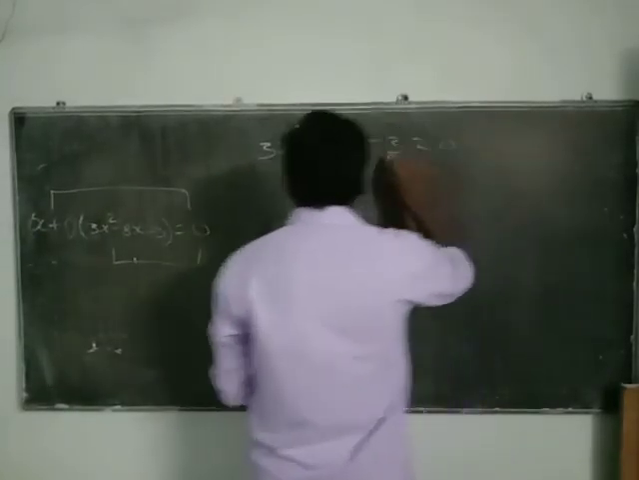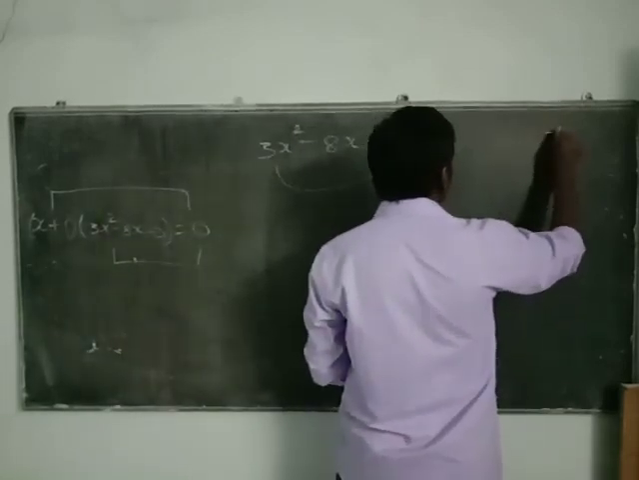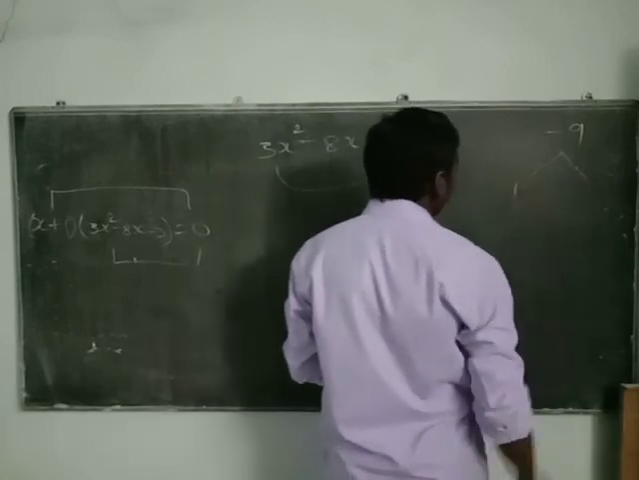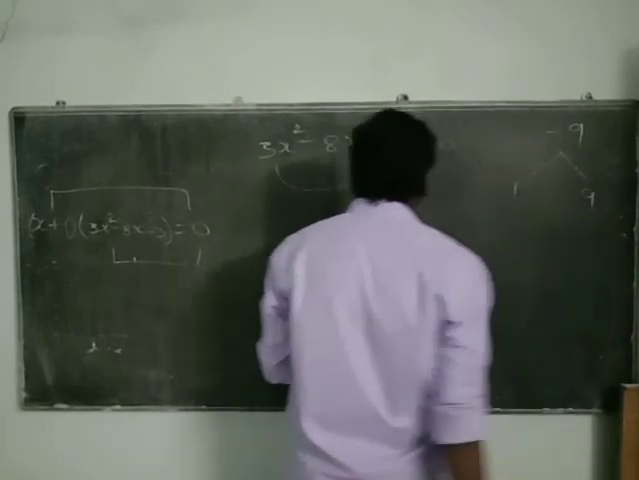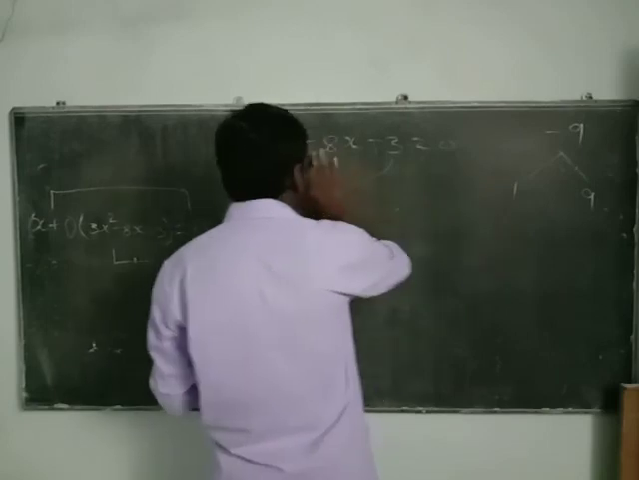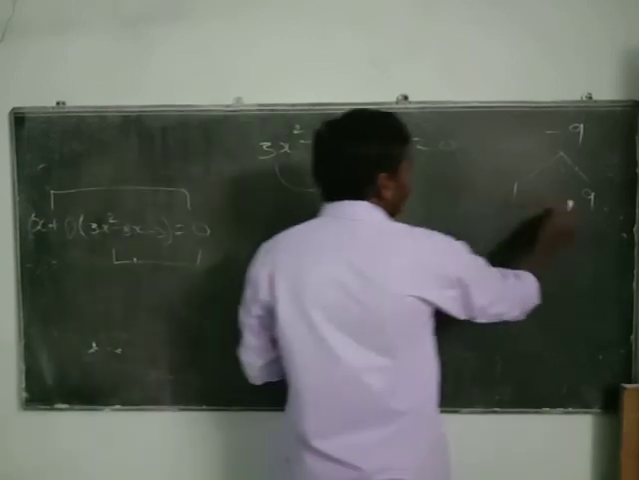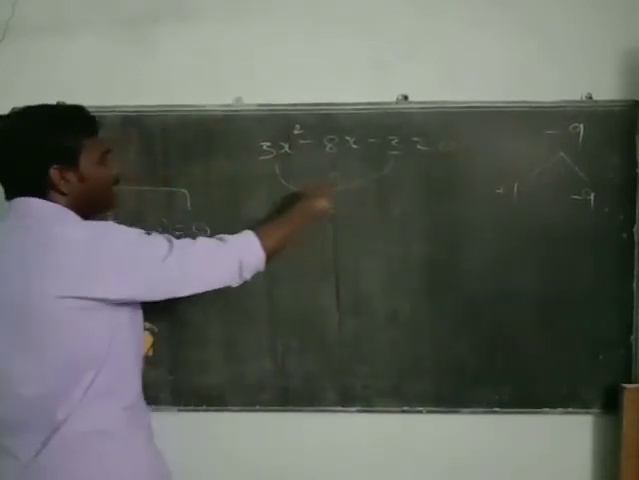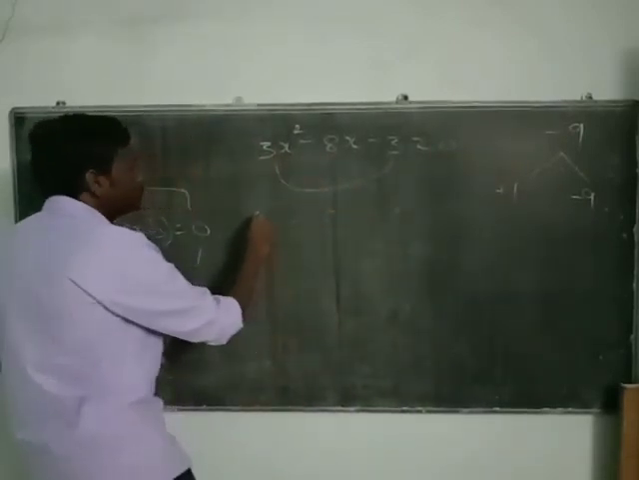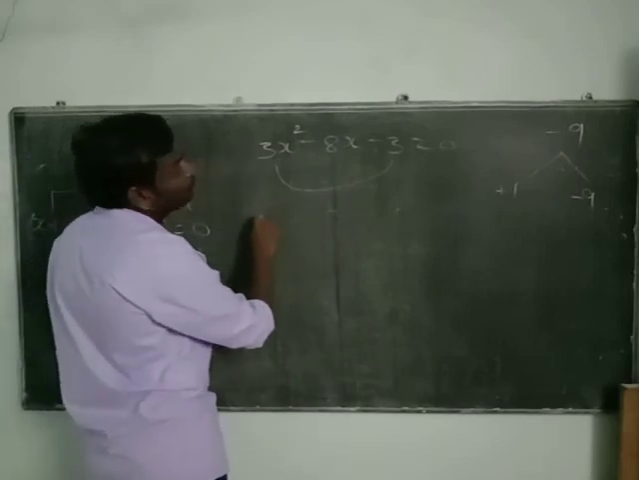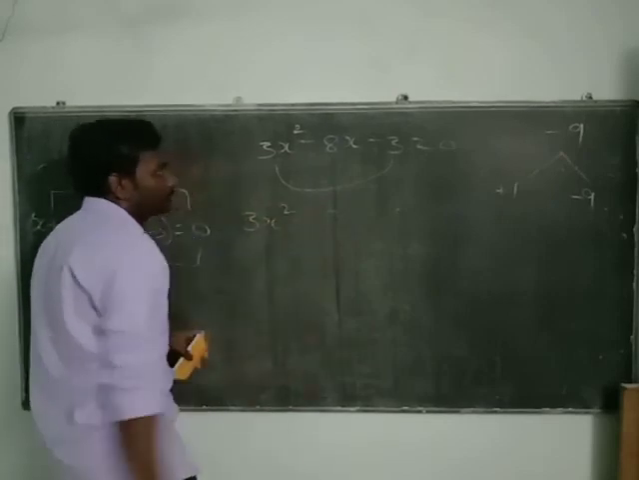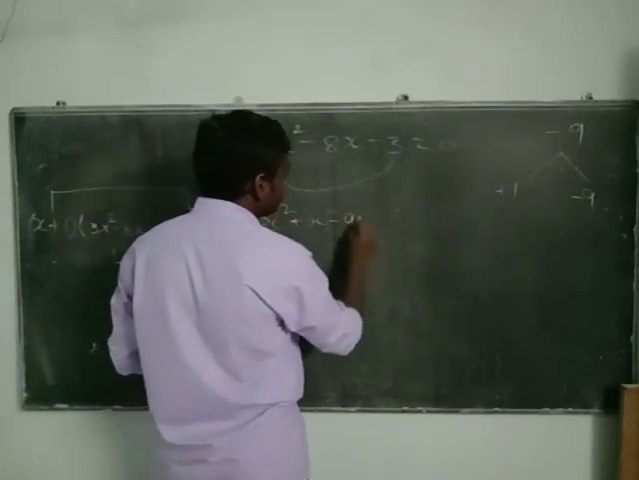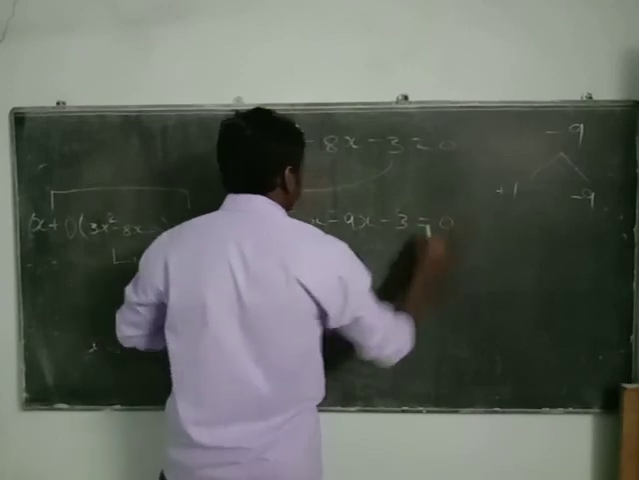So I am going with minus into minus, minus into plus is minus, 3 3s are 9. So writing factors for this, 1 and 9. I require minus here, so I am taking plus 1 and minus 9. Whenever I multiply this, I get minus 9, and whenever I add that, I will get minus 8. Right. So taking these values, 3x square plus x minus 9x minus 3 is equal to 0.